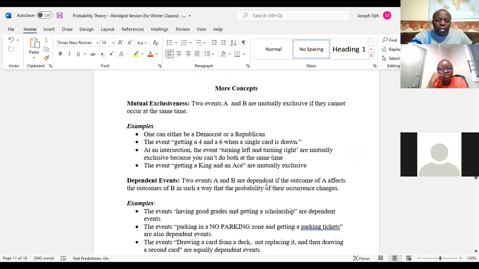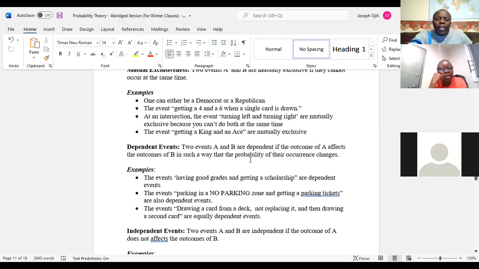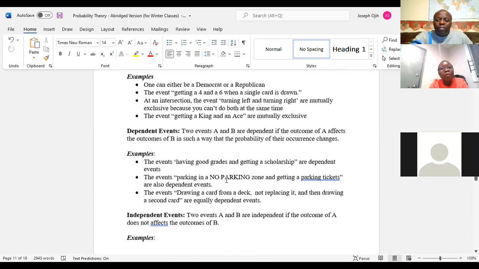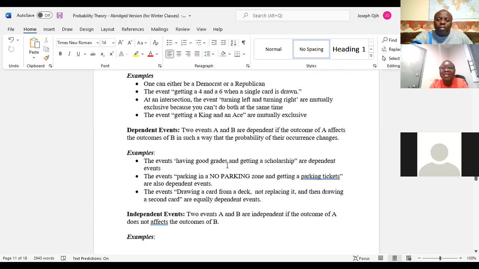Another thing we'll be looking at is dependent events. Two events A and B are dependent if and only if the outcome of event A affects the outcome of event B in such a way that the probability of the occurrence changes. For example, the event of having good grades and the event of getting a scholarship are dependent, since if you have good grades, it increases your probability of getting the scholarship.